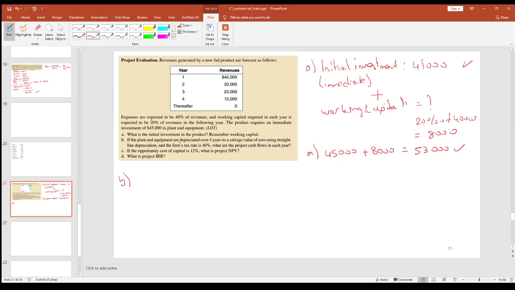B, if the plant and equipment are depreciated over 4 years to a salvage value of 0 using straight line depreciation, and the tax rate is 40%, what are the project cash flows in each year? Okay. Let's take a look. So let's calculate here.